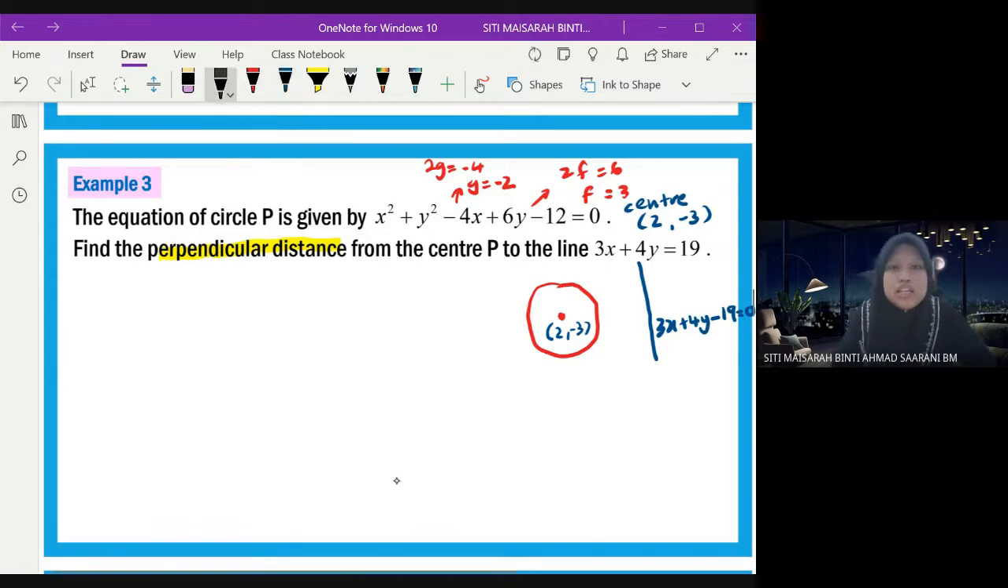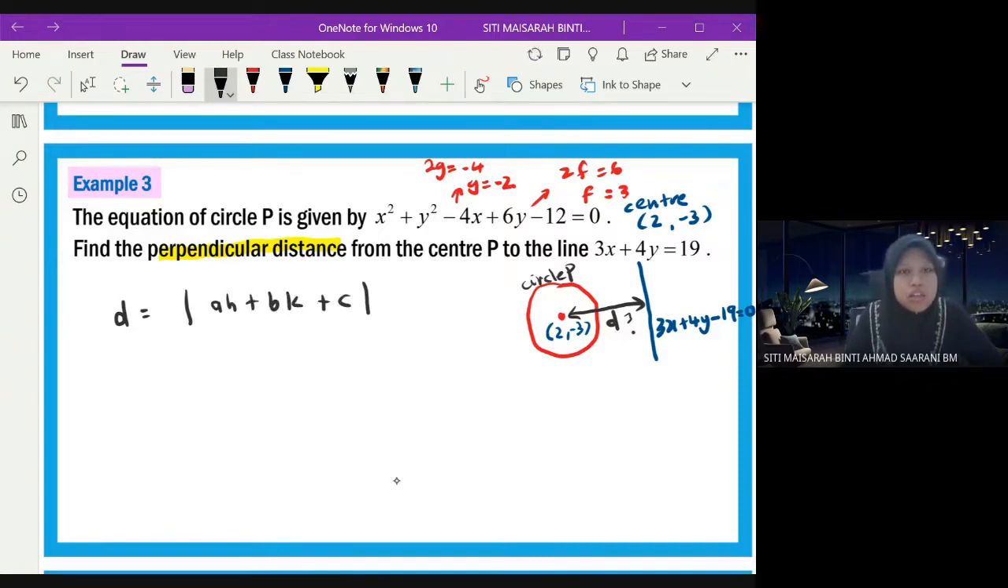Jarak yang dia nak adalah perpendicular distance from center P, center circle P, to the straight line. So this is your D. Okay. So jadi kita boleh terus pakai formula dia lah. So jadi D equals to modulus AH plus BK plus C over square root A square plus B square.